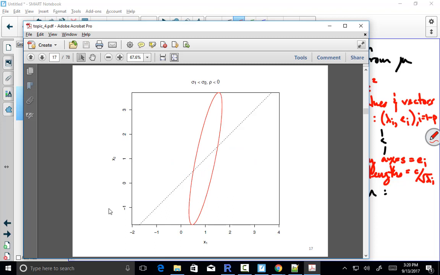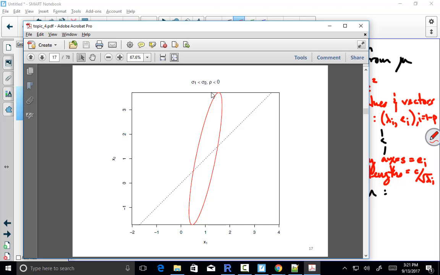Here is the flip side. This is sigma 1 less than sigma 2. So now variable 2 has greater variance. So you have a kind of flattened out ellipse that varies more vertically than it does horizontally. And there's correlation, but there's negative correlation. So notice that it's not actually leaning in a negative direction. It's leaning in a negative direction relative to the line of equality.